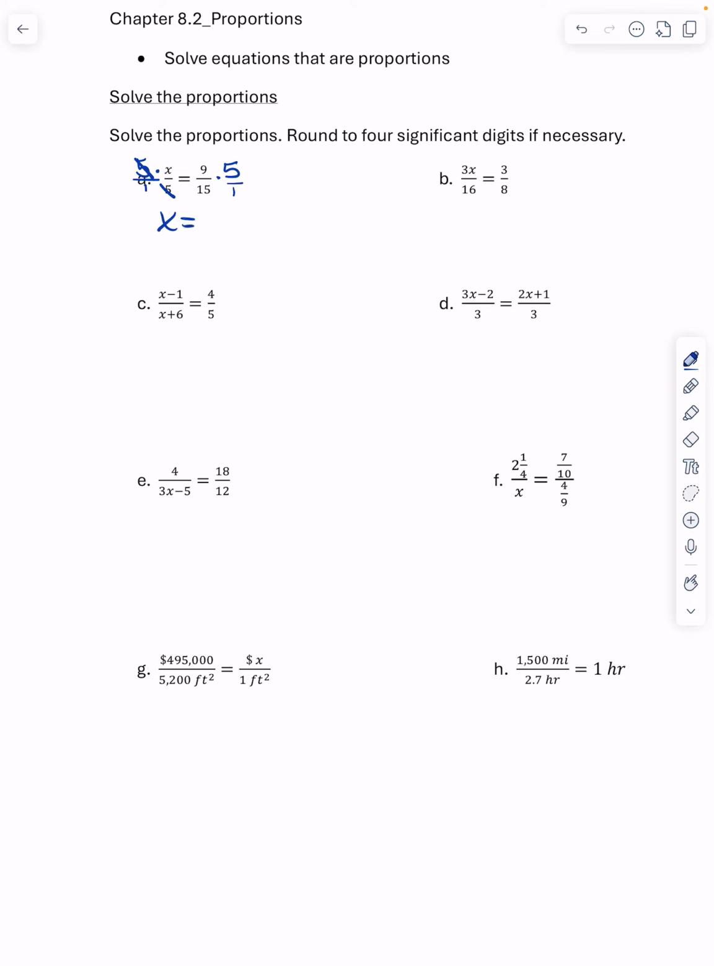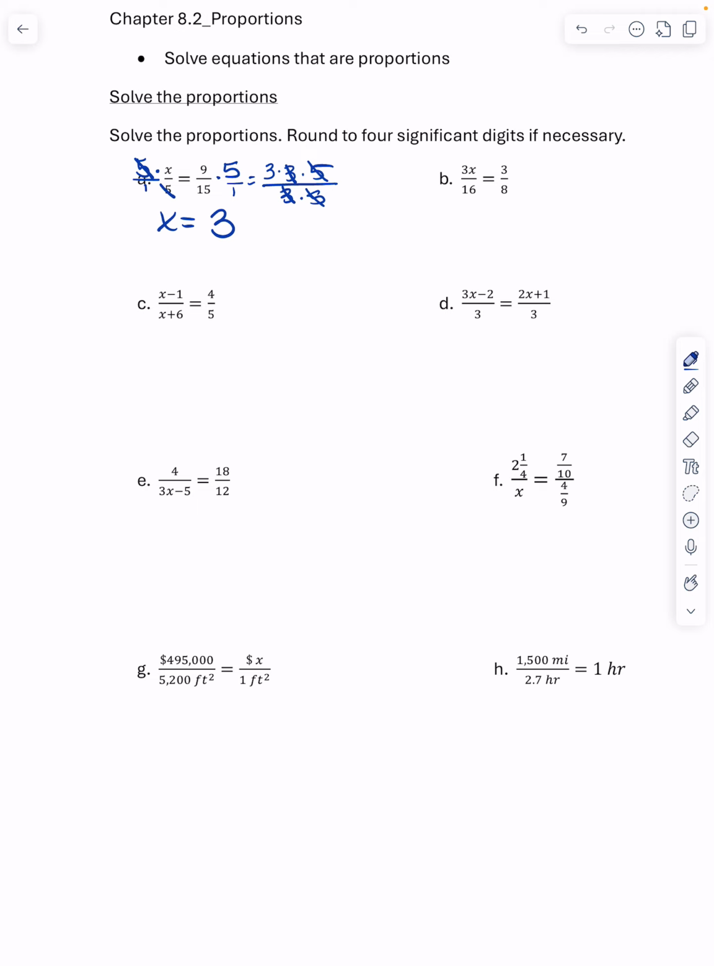Now I'm super lazy. I'm going to write the 9 as 3 times 3. There's my times 5. I'm going to write my denominator as 3 times 5. When I'm multiplying numbers, numerator and denominator, I can cancel. So one of these 3s cancel, the 5s cancel, I get x equals 3. That's what's left.